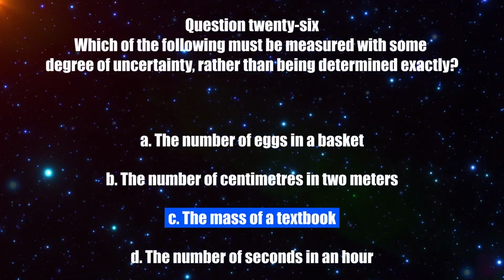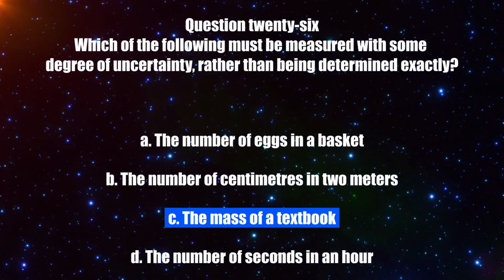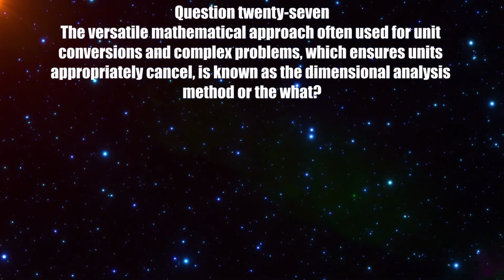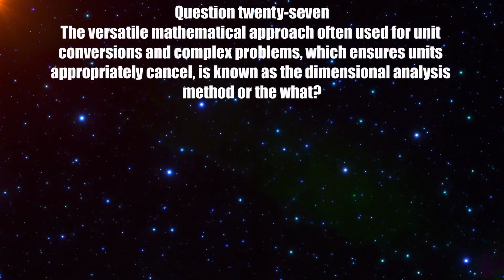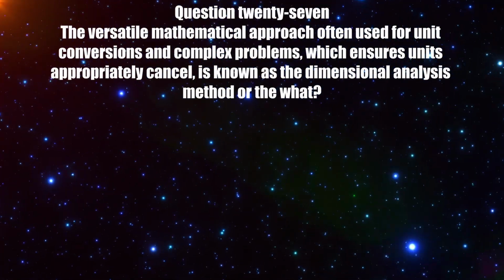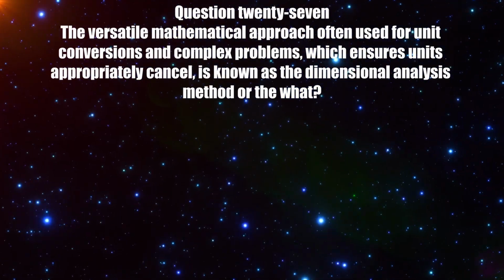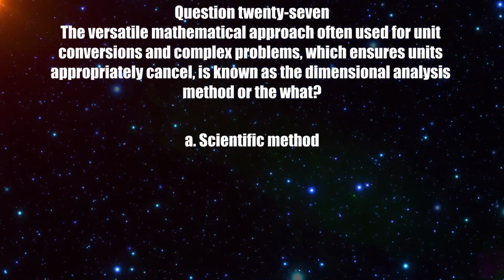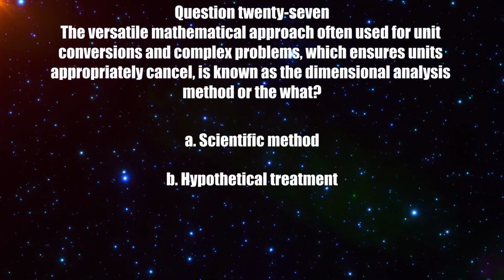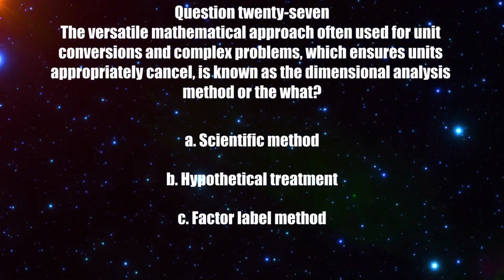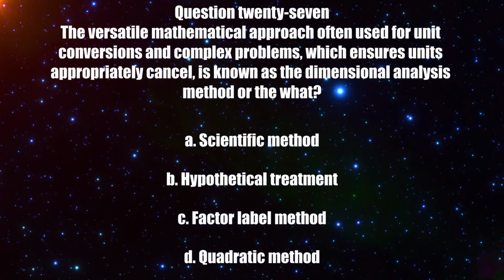The correct answer is C. The mass of a textbook. Question 27. The versatile mathematical approach often used for unit conversions and complex problems, which ensures units appropriately cancel, is known as the dimensional analysis method, or the what? A. Scientific method. B. Hypothetical treatment. C. Factor label method. D. Quadratic method.